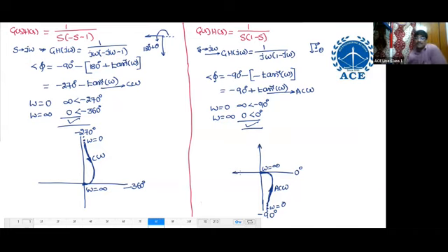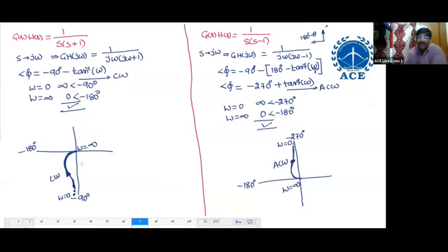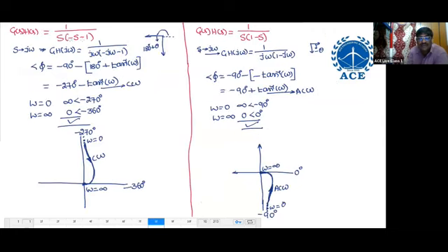And if you now observe these four plots, no two plots are the same. Even according to pole location, if you see, first one equals third one. What is the pole location? 0 and minus 1. What is the pole location here? 0 and minus 1. But the plot will be different. Why? Because there exists a 180 degrees phase shift between first and third. Second and fourth also have a 180 degrees phase shift.